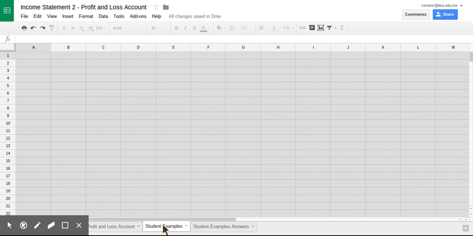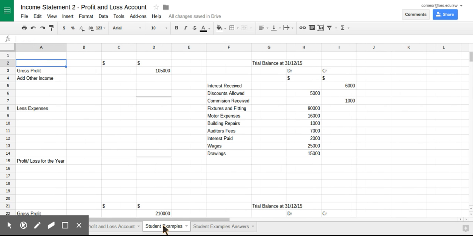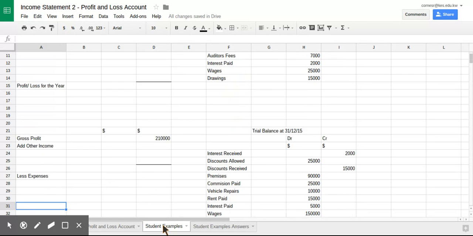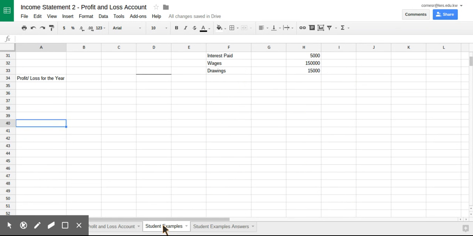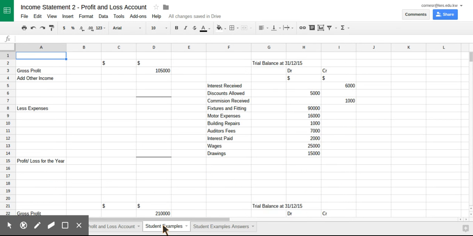These are quite easy. You've got a couple of examples on the next sheet that you need to fill in. If you're year 10, you won't have the answers. If you're year 11s and you're doing this as extra revision, I will provide you with the answers. What you need to do is go through, correctly identify the additional incomes, subtract all the expenses, which should be listed in the left-hand column, total in the right-hand column, and then down at the bottom you'll get your profit or loss for the year.